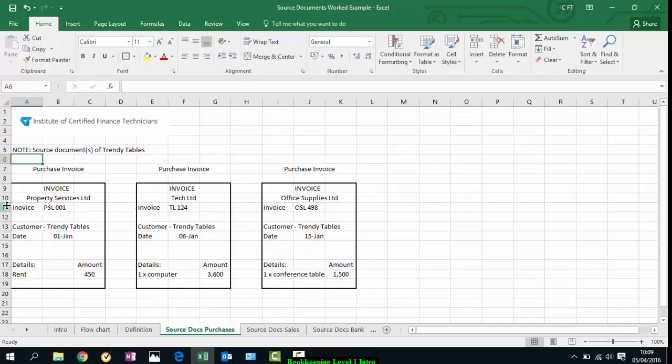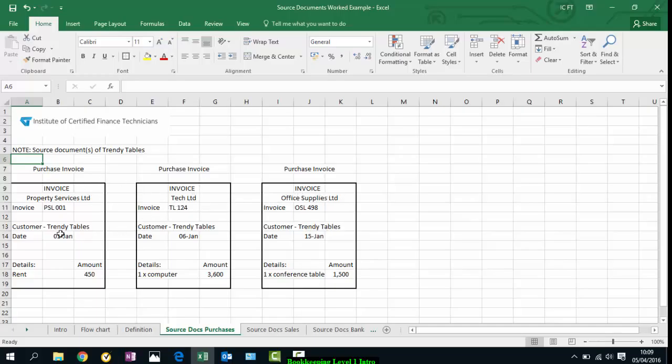So the first invoice here is coming from a company called Property Services Limited, as you can clearly see there. And it is dated the 1st of Jan and the customer is Trendy Tables, i.e. the company for which we work. And it's telling us that the rent charge for the period is $450 or euro or sterling, whatever the case may be. The next invoice identifies an invoice for a computer which Trendy Tables, i.e. the company we work for, has purchased from Tech Limited. The last invoice is for a conference table, and we are in the business of selling and buying tables. So we are Trendy Tables, and we bought this from Office Supplies.